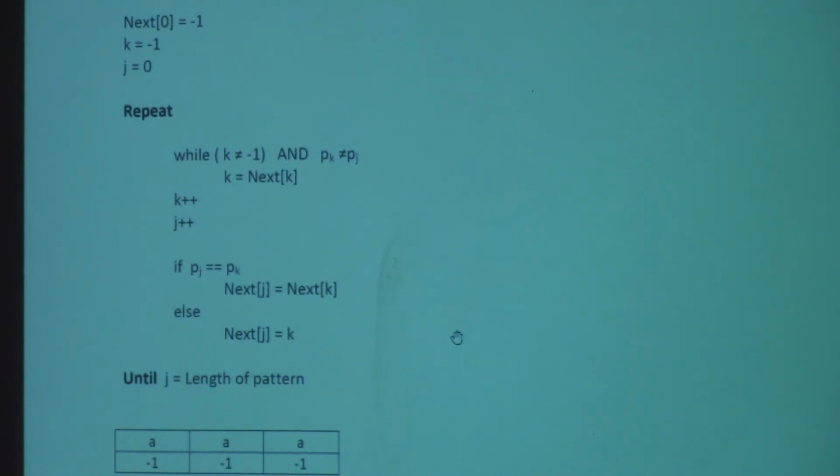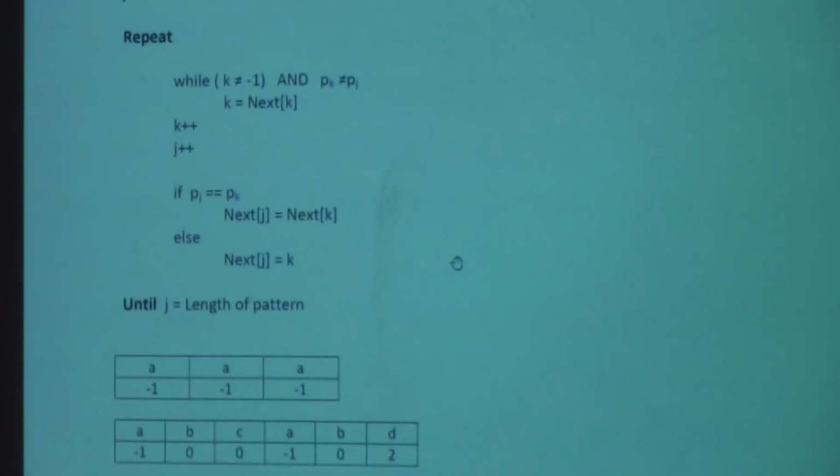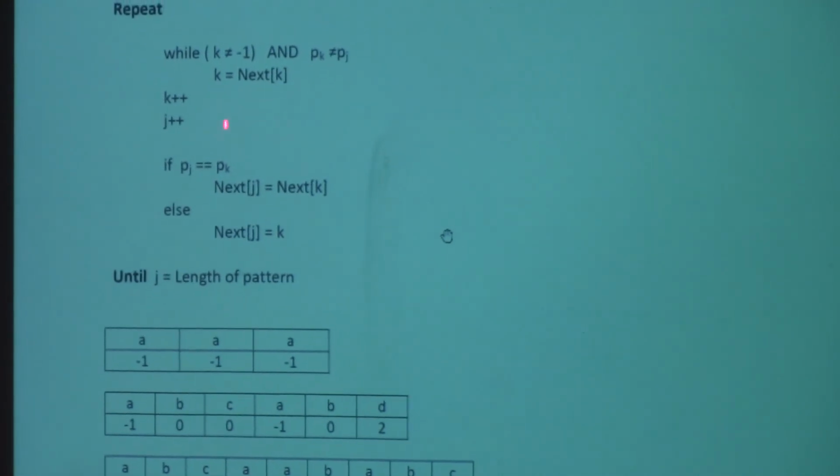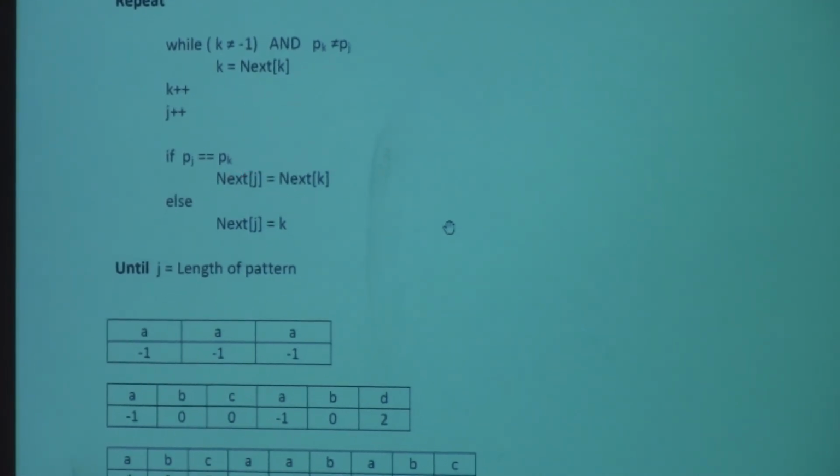0 and 2. So now we're going to compare P0 against P2. Equal or not equal in this example? Not equal. So they're not equal, so therefore the answer is false, right? So next of J is equal to... what if they were equal? What does that mean if they were equal? Then the next of 2 would get the next of, if this was an A, what would it get? -1. Okay, because 0 and 1.